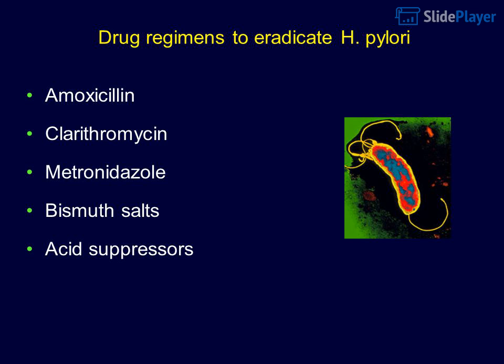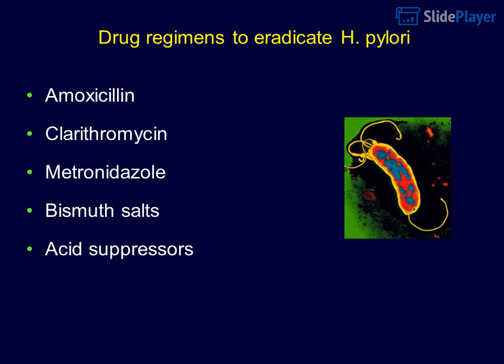Drug regimens to eradicate H. pylori. Amoxicillin. Clarithromycin. Metronidazole. Bismuth salts. Acid suppressors. H. pylori-associated ulcers. For H. pylori-associated ulcers, there are two therapeutic goals: heal the ulcer and eradicate the organism. The most effective regimens for H. pylori eradication are combinations of 2 antibiotics and a proton pump inhibitor.